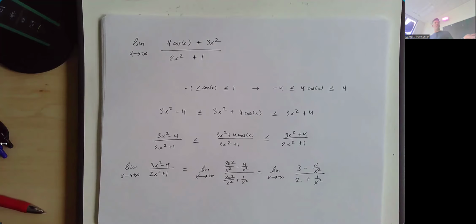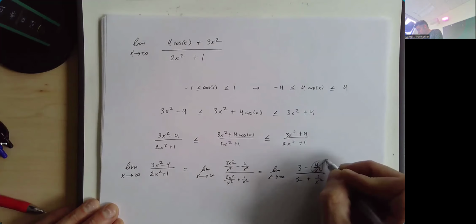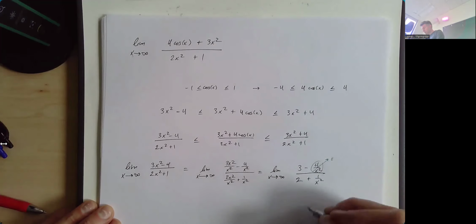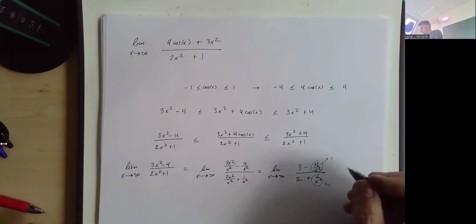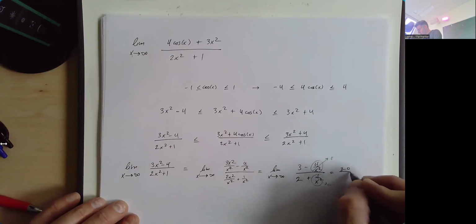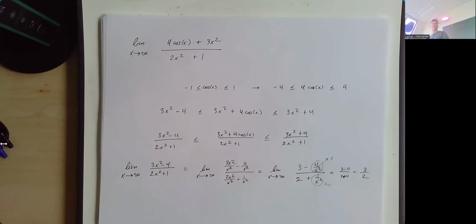Really big or really small? Really small. How about 1 divided by x squared? Also small. So I end up with 3 minus 0 over 2 plus 0, which is just 3/2. But I have to check the other side.